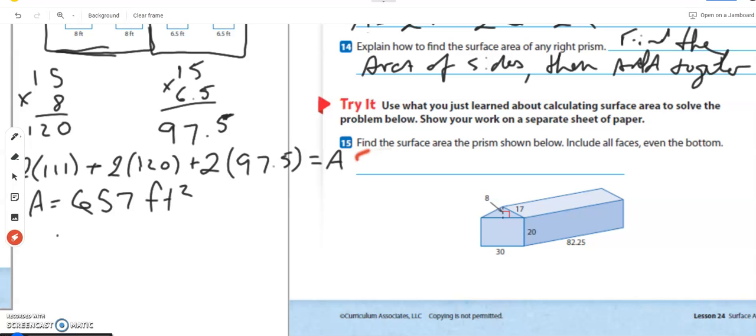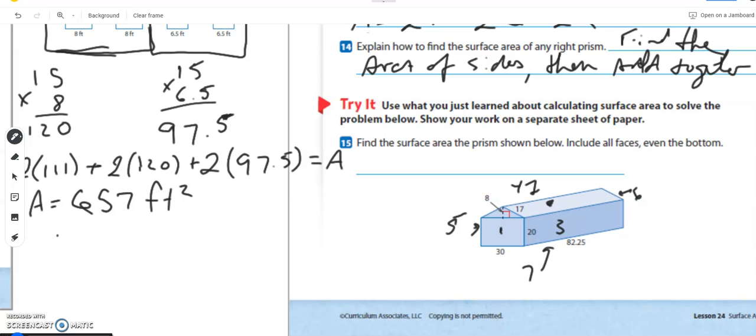So find the surface area of the prism shown. Include all faces, even the bottom. So this time, we've got 7 sides: 1, 2, 3, 4, 5 over the side, 6, which is the other base, and 7, which is that bottom.